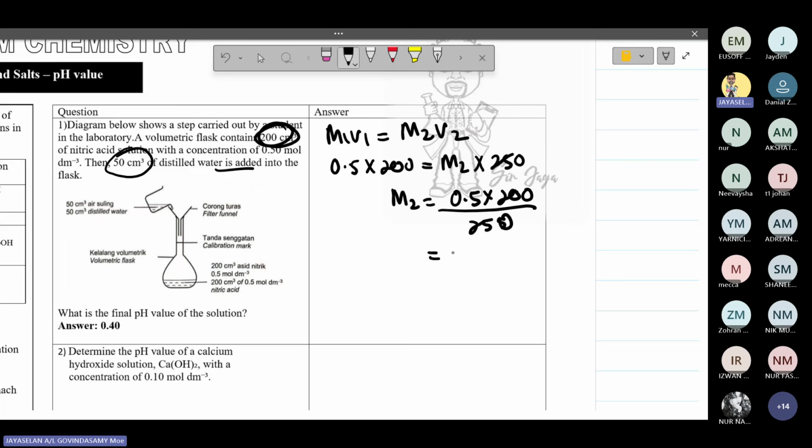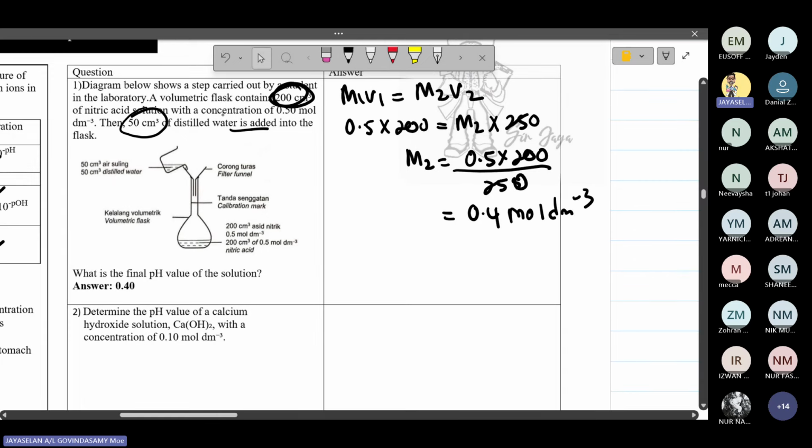Okay, the answer you will get is 0.4 mol dm^-3. Any questions so far? So you already score 1 mark. Now they ask, what is the pH value of the final answer?